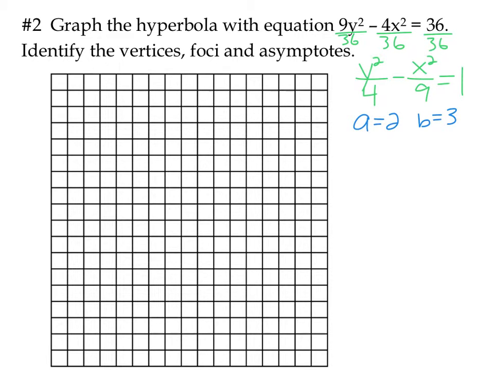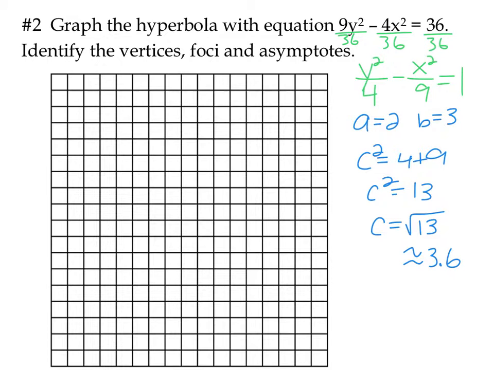All right, so in this case, we want to draw the graph here. The other thing we'll need is what the c value is, because we need to know where the focus will be when we draw this. So let's solve for that, and then we can work on the graph. So we're going to have c squared equals a squared plus b squared. So 4 plus 9. C squared equals 13. So c is the square root of 13. The square root of 13 is about 3.6. So that'll be enough to get an idea of where that focus is going to be when we draw this out.